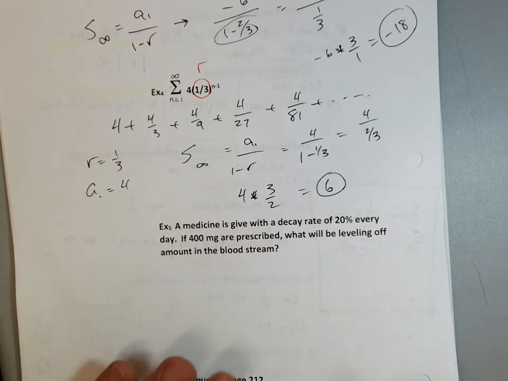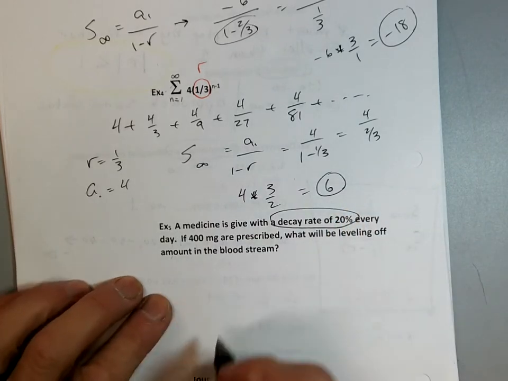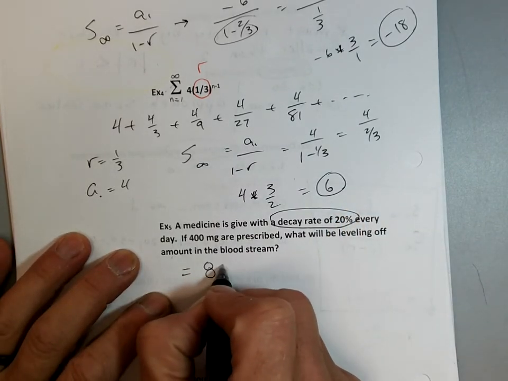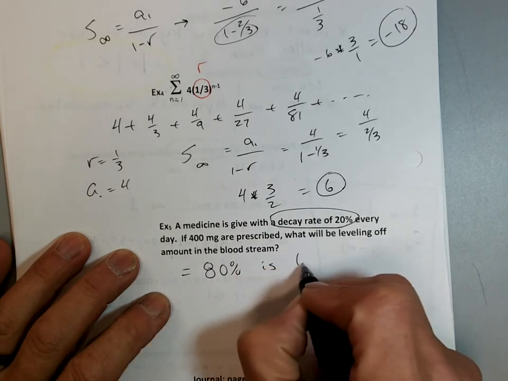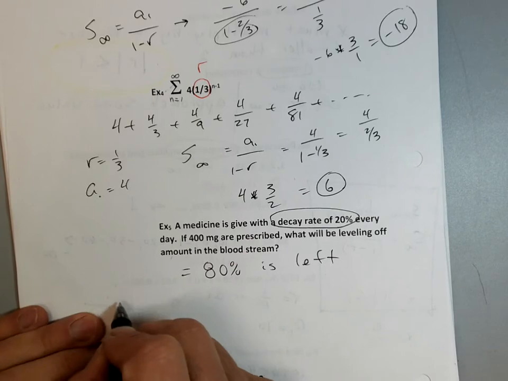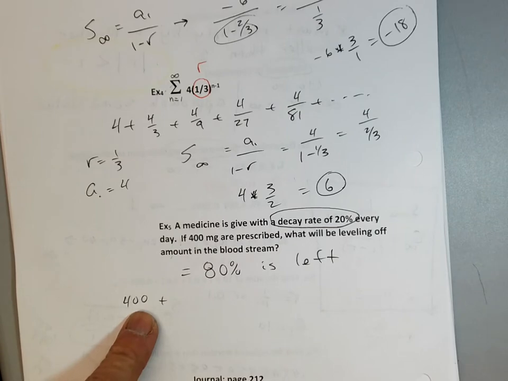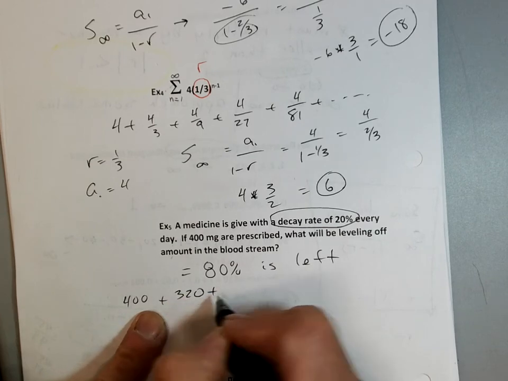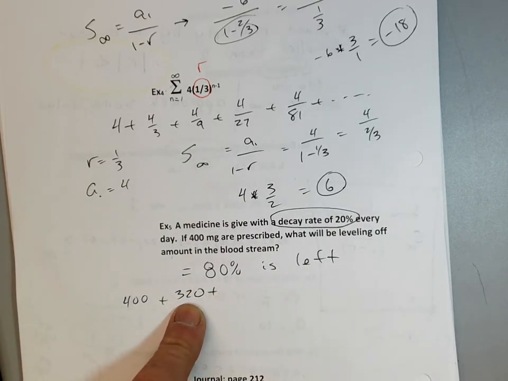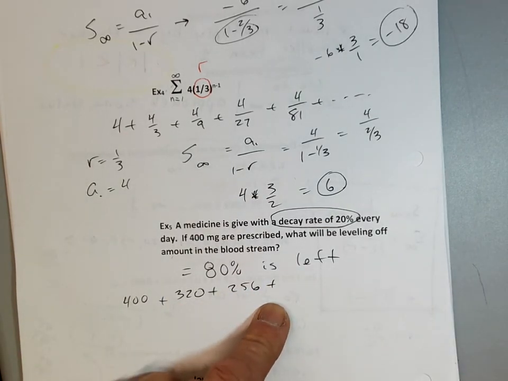Right? So if they decay at 20%, then what's left is 80%. 80% is left. Does that make sense? All right, if you lose 20%, then 80% is left, okay? So, what we're going to do is this. I'm going to start out with 400. Then I'm going to go 400 times 0.8, 320. Then I'm going to multiply that by 0.8. It's 256. Multiply that by 0.8 times 0.8. I get 204.8.